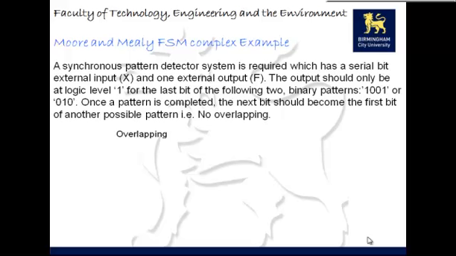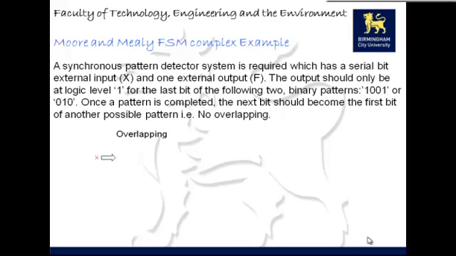Once a pattern is complete, the next bit should become the first bit of another pattern, i.e. no overlapping. Now, in most of the examples that we covered in the lecture and tutorial, I did specify that overlapping is permissible. But for this particular example, overlapping is not permissible. Now, let me just clearly define what I mean by overlapping.